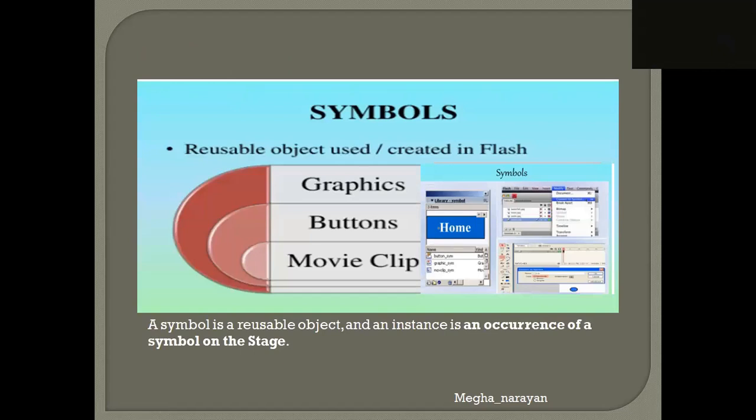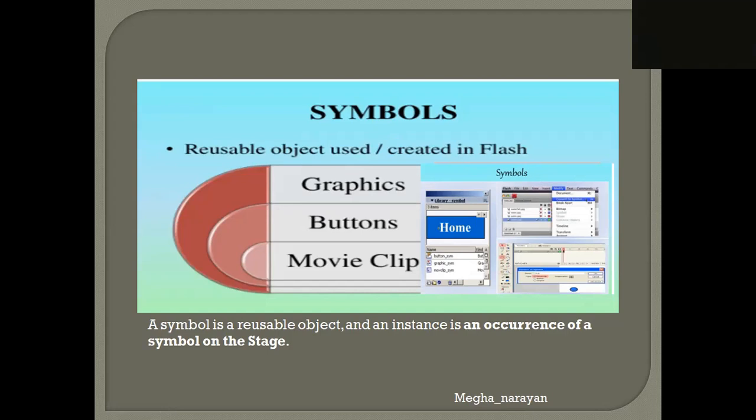Now is the time to learn about symbols. The different sorts of objects you create in Flash are reusable, can be used by you or by your friends again and again. Such objects are called symbols. These objects can be in different forms. They can be picture-based, graphics. They can be buttons. They can be, at the same time, small movie clips. So symbols are the reusable objects, the objects which can be used again and again. Reusable. And how are they created? They are again created in Flash.